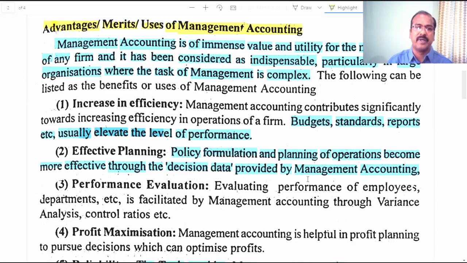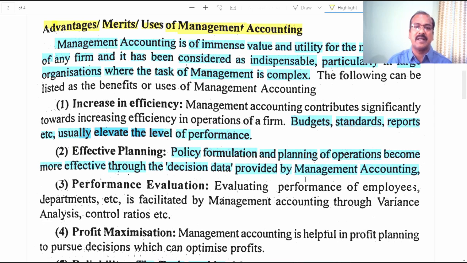Let's get into the topic. Advantages or merits or uses of management accounting. Management accounting is of immense value and utility for the management of any business enterprise, and it has been considered as indispensable, particularly in large organizations where the task of management is complex in nature. Let us look at the advantages of management accounting in detail.